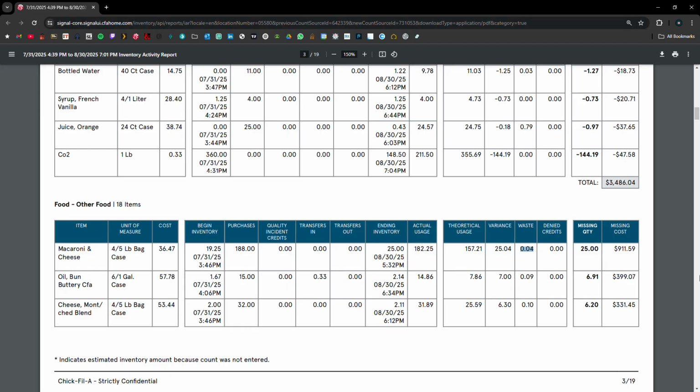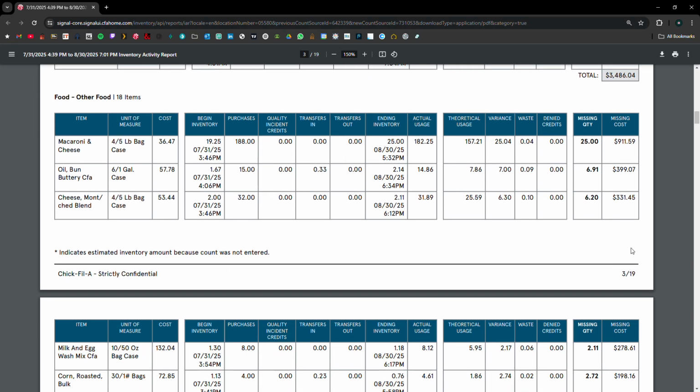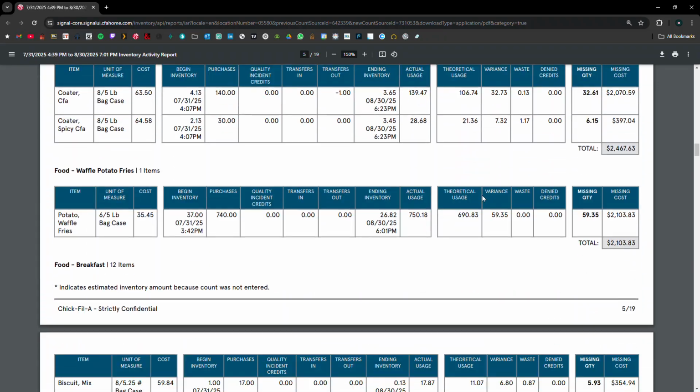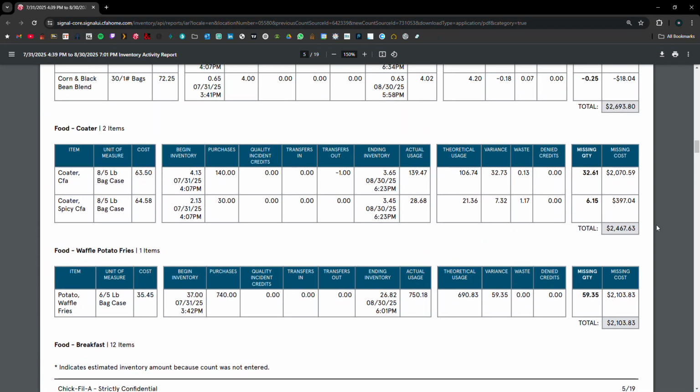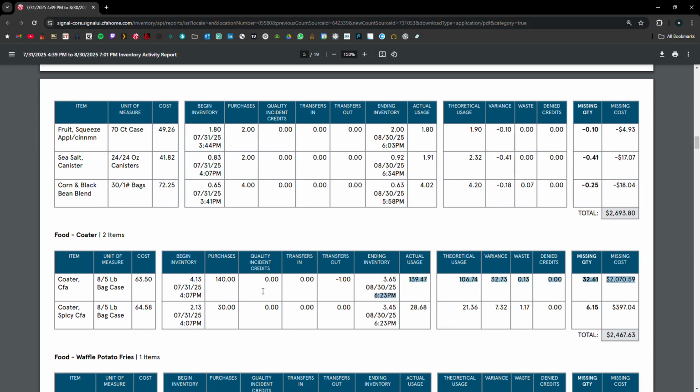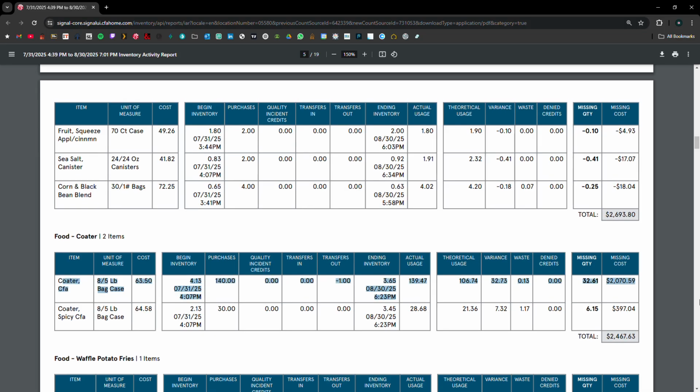But all in all, the hope is that you look at this report and you discover, okay, what are some ways we can reduce waste and be good stewards of what we have. So let me see if there's any other ones that stand out. Coder's really high on here. It's $2,000 of missing coder cost. We did waste some of it out, but not nearly enough. And we did transfer one out.